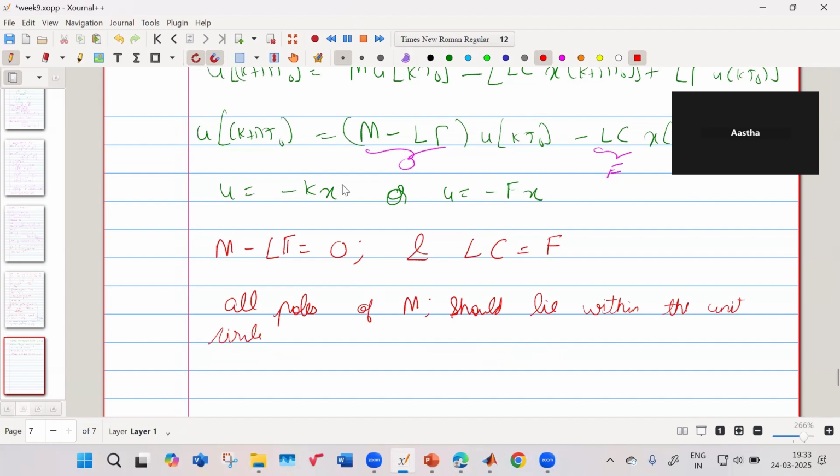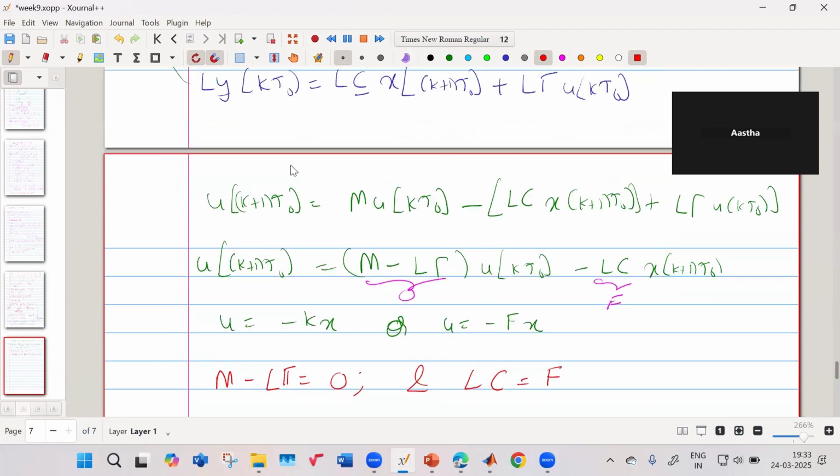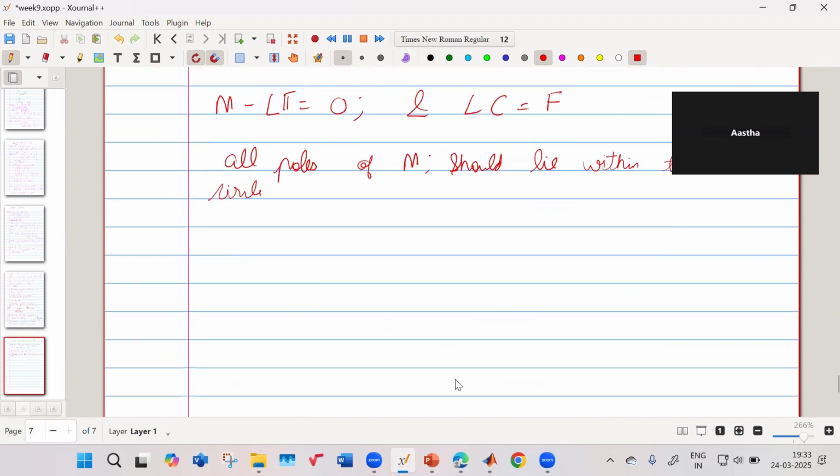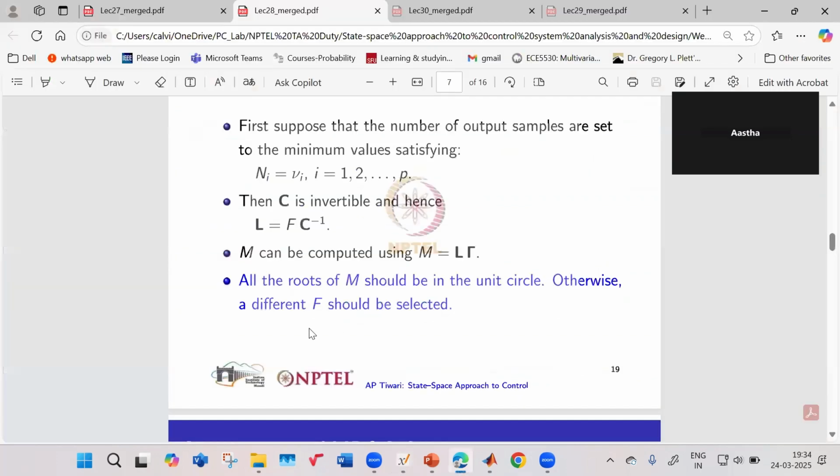If that happens, then only this equation will be stable. This equation is stable only if all the poles of this M matrix lie within the unit circle, because we are considering a discrete time system. So M was found. They have said M should be within the unit circle, otherwise a different F should be selected.